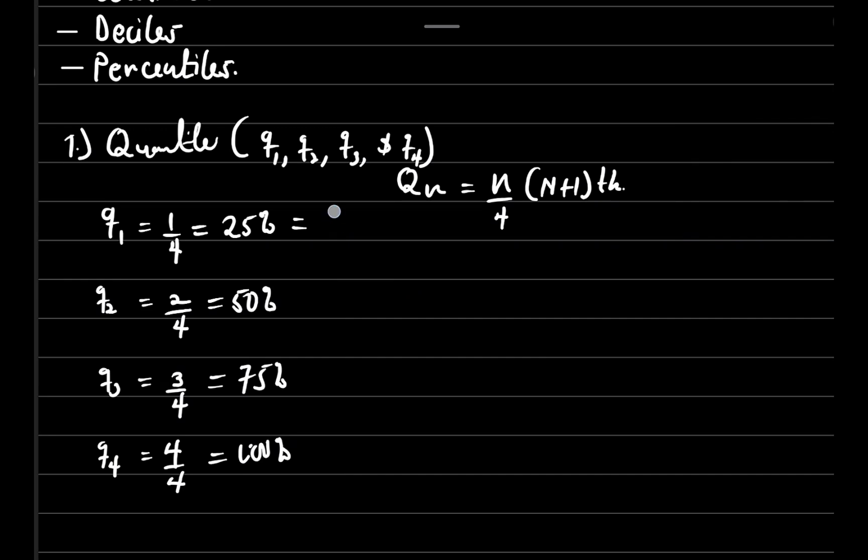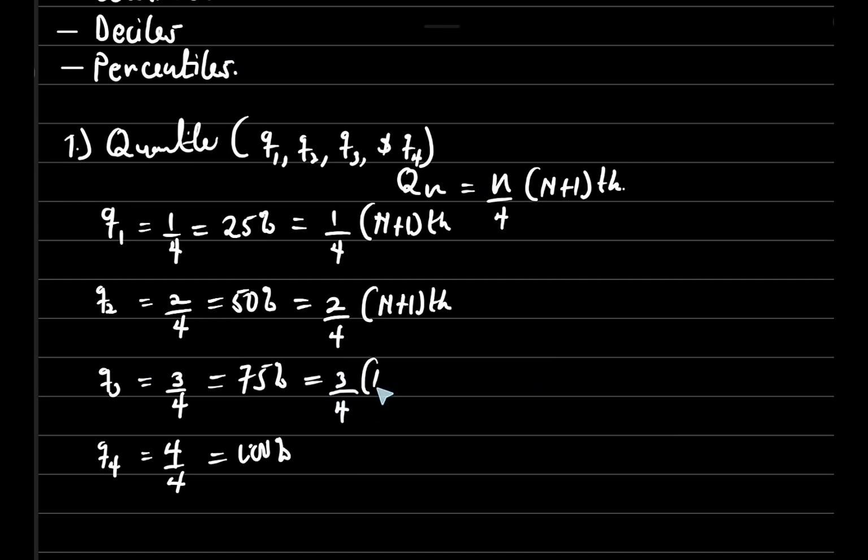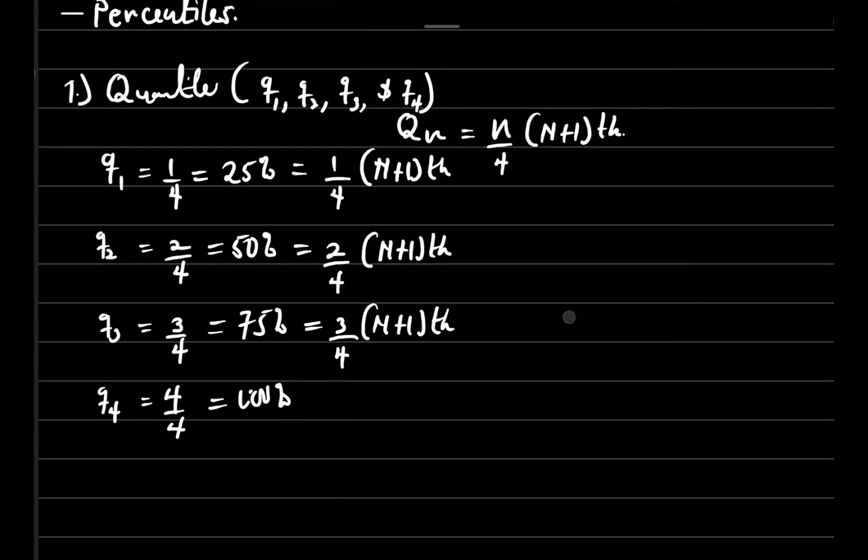That means for Q1, the formula is 1 over 4 into bracket N plus 1 position. For Q2, we have 2 over 4 into bracket N plus 1 position. For Q3, we have 3 over 4 into bracket N plus 1 position. And for Q4, we have 4 over 4 into N plus 1 position. But as per the discussion, you're going to consider the first and the third quartile. The first quartile is also called the lower quartile, the second quartile is also called the median or the middle quartile, and the third quartile is also called the upper quartile.